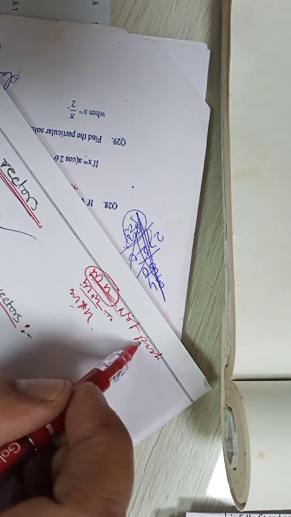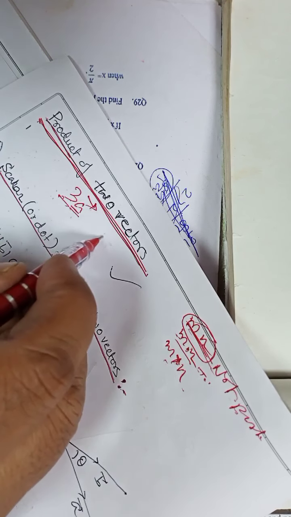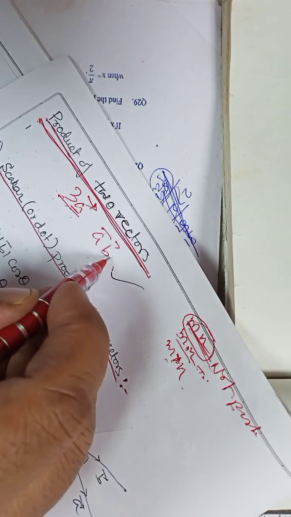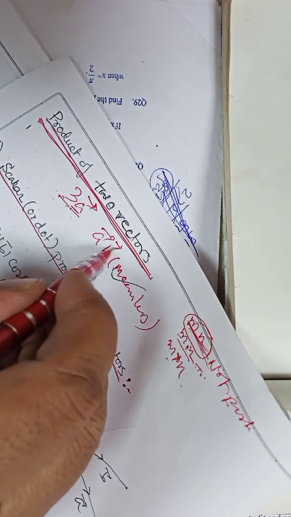General product between a scalar and a vector is possible, like 3 a vector. 3 is a scalar, so a general product between a scalar and a vector is possible, but not between a and b, it is meaningless. A vector b vector written side by side is not possible.